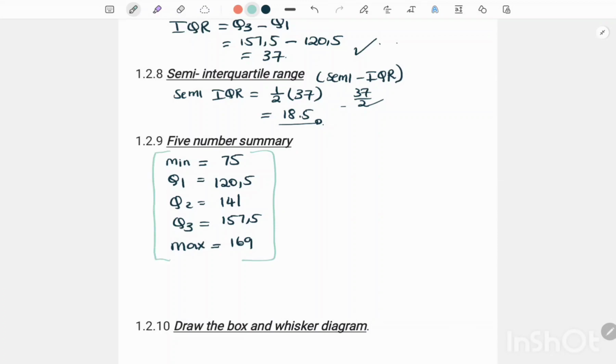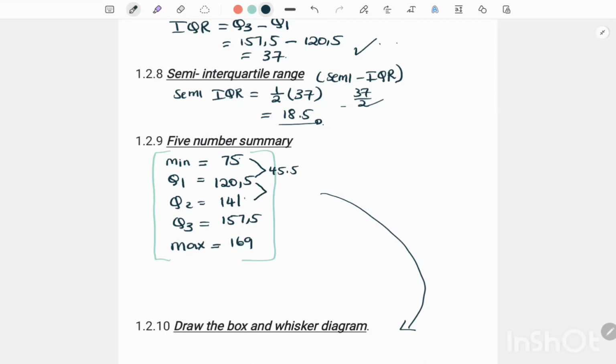But now this 5-number summary will help us to draw what is known as the box and whisker diagram. If they give you some scale in your exam, you may use the scale. But if they did not give you a scale, you can find the distances between the minimum and the Q1 and Q2, just like that. It will help you. So let's find the distance from minimum to Q1. You're going to say 120.5 minus 75. Then the distance there is 45.5.